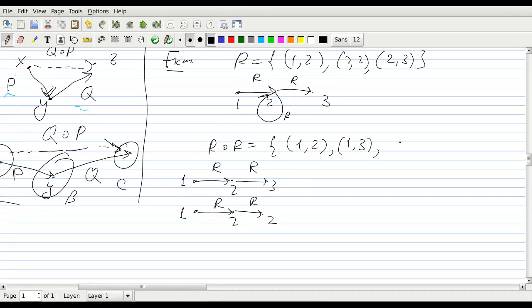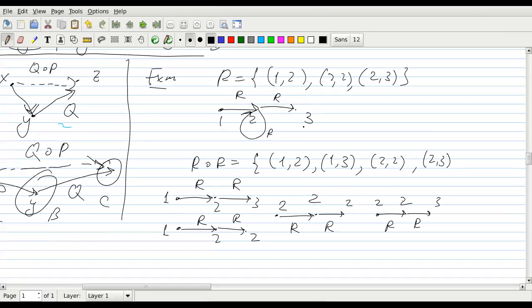From 2 to 3 and to 2 as well, because of course it is possible to traverse our loop twice. Of course, it is well possible. Also, we may go from 2 to 3. So 2, 3. And can we go somewhere from 3? Can we go anywhere? No.